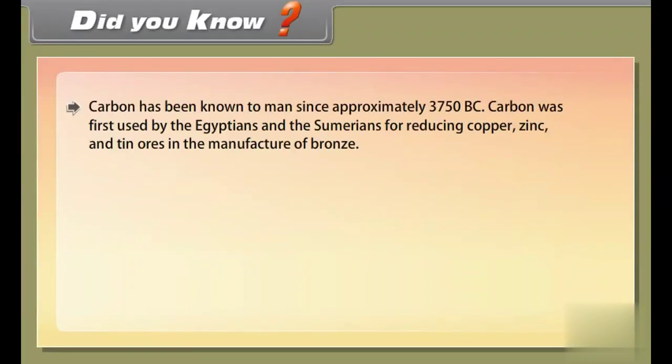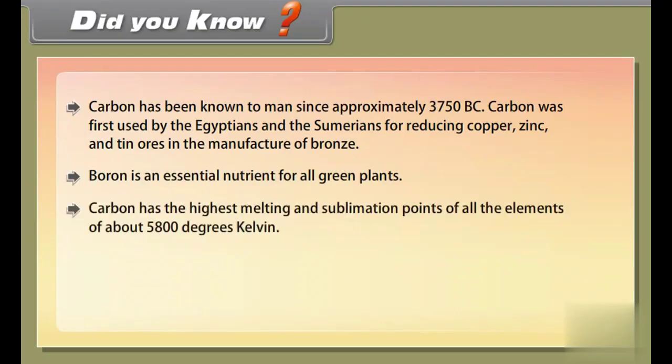Did you know? Carbon has been known to man since approximately 3750 BC. Carbon was first used by the Egyptians and the Sumerians for reducing copper, zinc, and tin ores in the manufacture of bronze. Boron is an essential nutrient for all green plants. Carbon has the highest melting and sublimation points of all the elements of about 5800 degrees Kelvin.